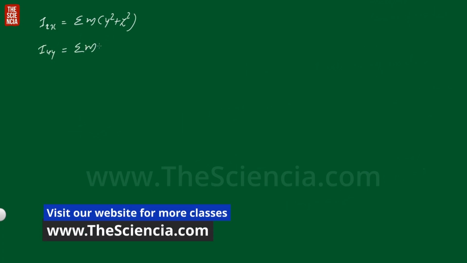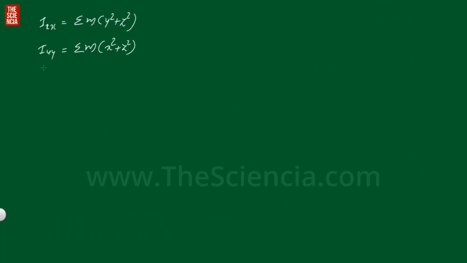Are you remembering the components of the moment of inertia tensor? Ixx equal to summation m y square plus z square, and Iyy equal to summation m x square plus z square, and Izz equal to summation m x square plus y square.